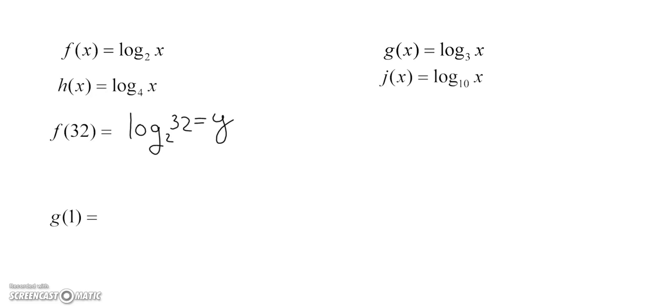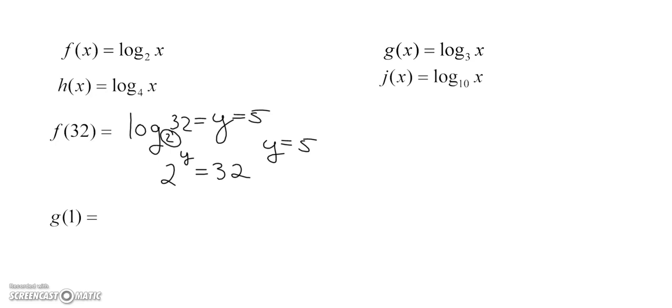This is log form, and if I change it over to exponential form, I always say the base of my log is now the base of my exponent. So 2 is the base of the log, and then it's always 2 raised to what's on the other side of the equal sign. So that's the y, and I say equals 32. Now this is something I can figure out in my head. 2 to what power is 32? Well, that would be 2 to the 5th. So here, y is equal to 5.